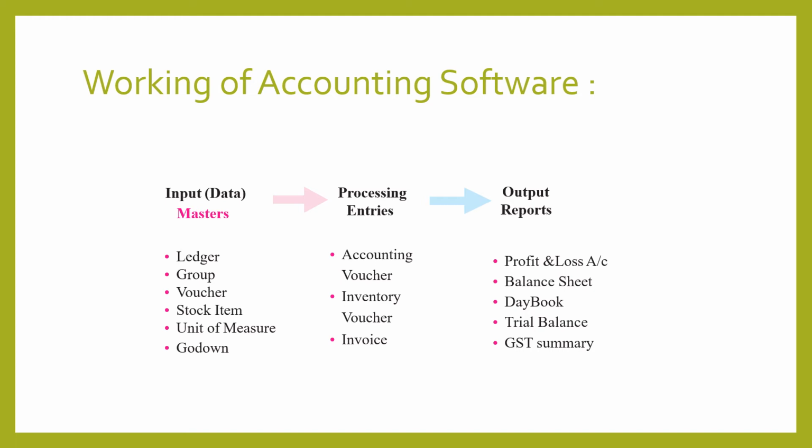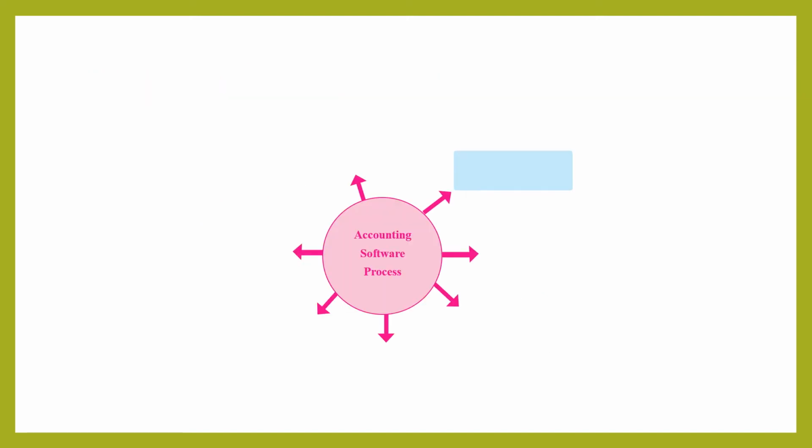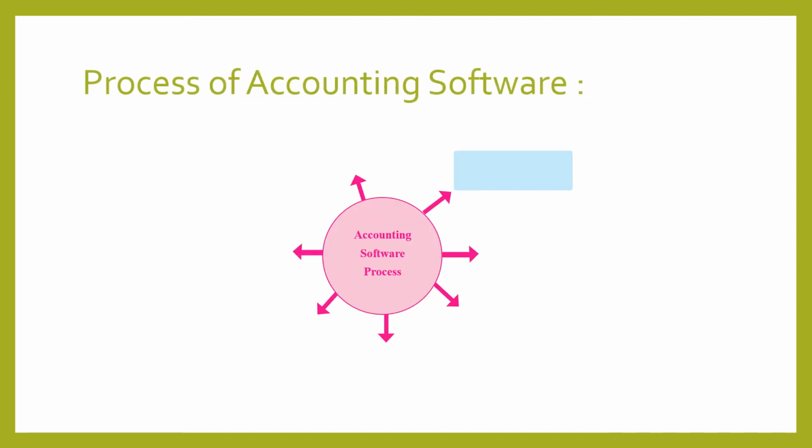So here, working of accounting software contains your input, masters entries, processing entries and the output reports. So they are in these forms. So let's see the next slide. Now in this slide, we are going to see the process of accounting software, how the accounting software works. Now in this case, there are certain steps with the help of creating the different reports.